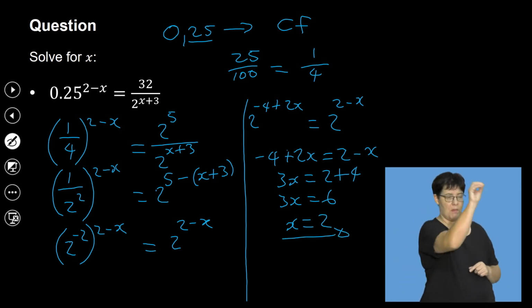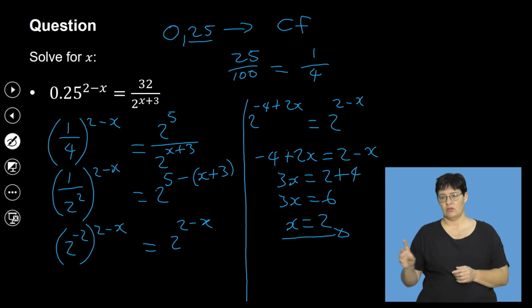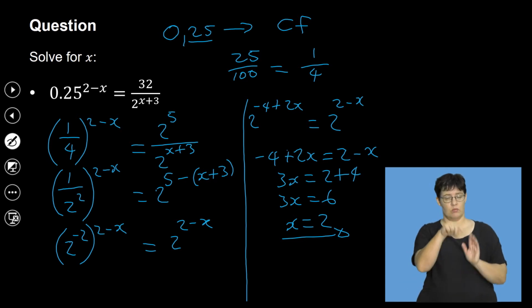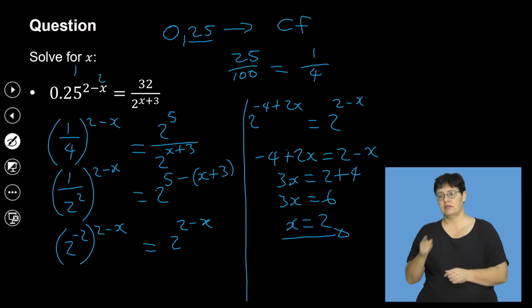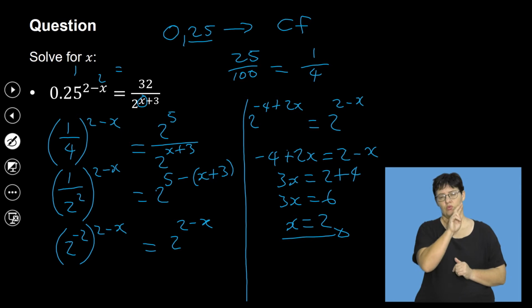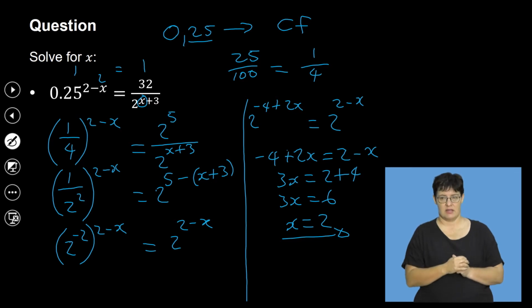And then you can quickly also check your answer here. If I substitute my 2 there, it's going to be 2 minus 2 here. And 2 minus 2 is 0, so 0.25 to the exponent of 0 will be 1. And then on the right-hand side, if you substitute 2 here, it's going to be 2 to the exponent of 2 plus 3, which is 2 to the exponent of 5. So also it will give you 1. And then you know that your answer is correct.